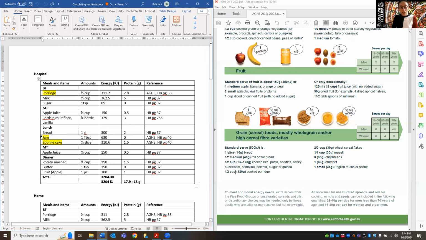Okay, so jam. As I said, the Quick Ready Reckoner is only for core foods. We know that jam is a discretionary food item. So don't waste your time in the exam looking at the Quick Ready Reckoner. Is jam there? Jam will not be there.